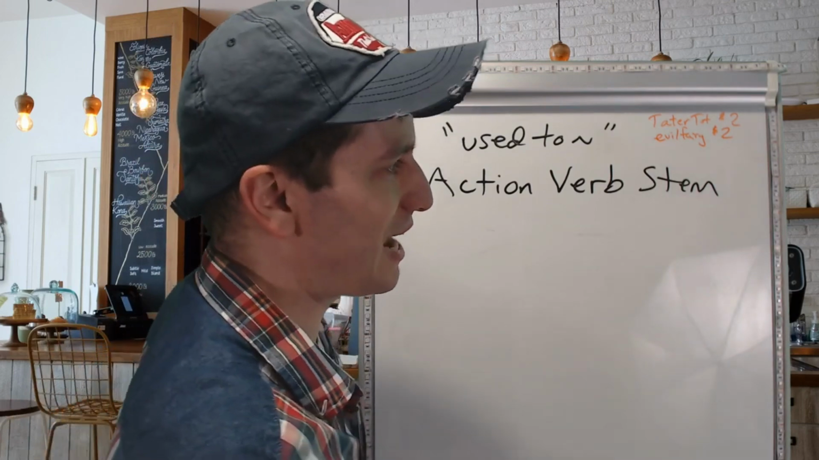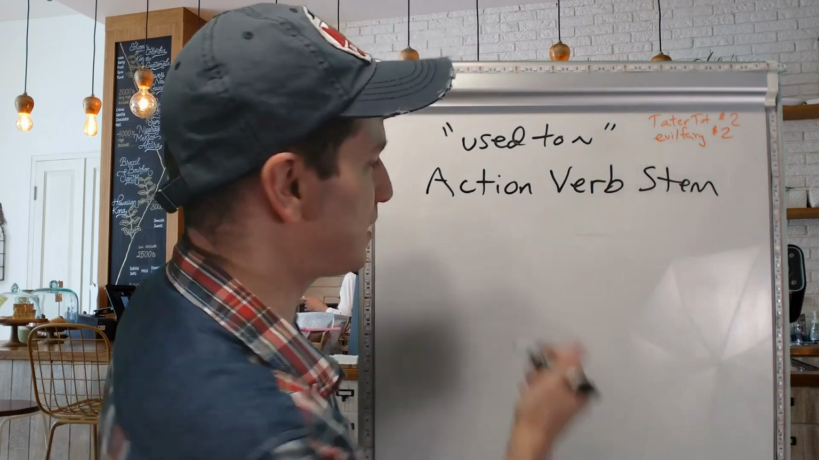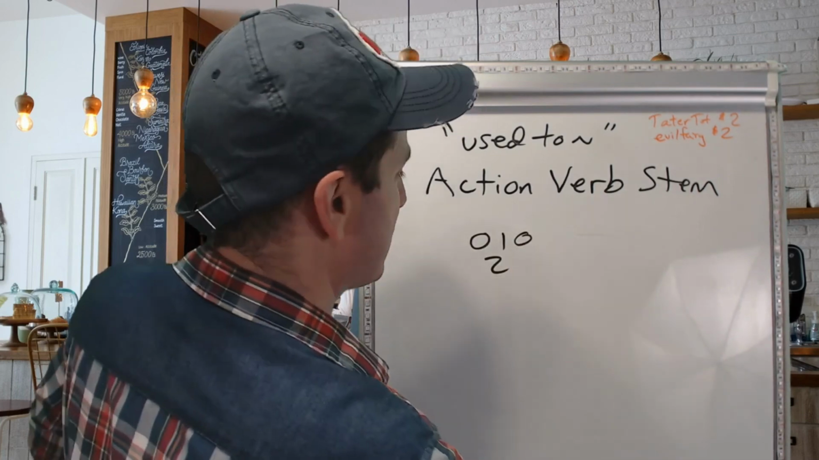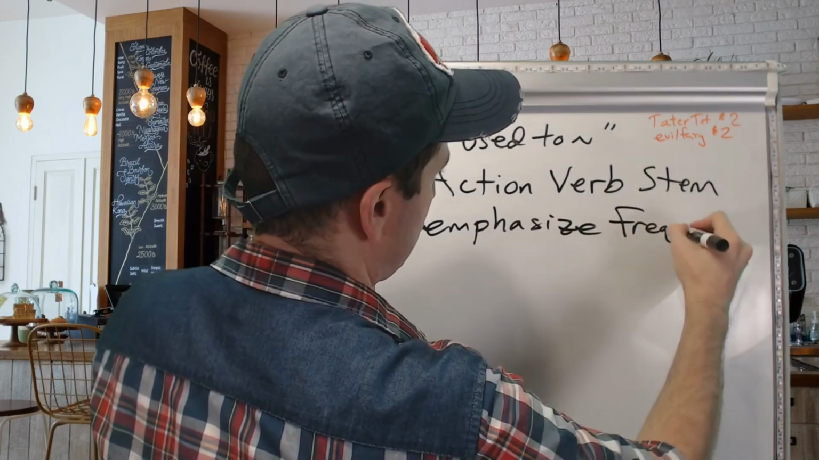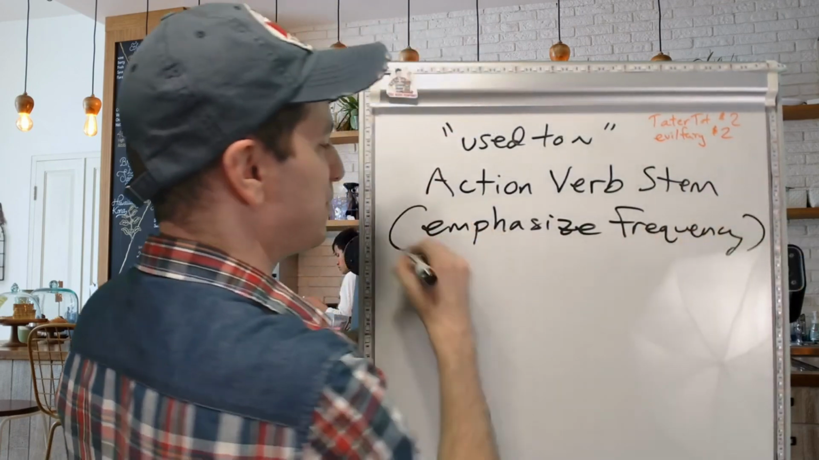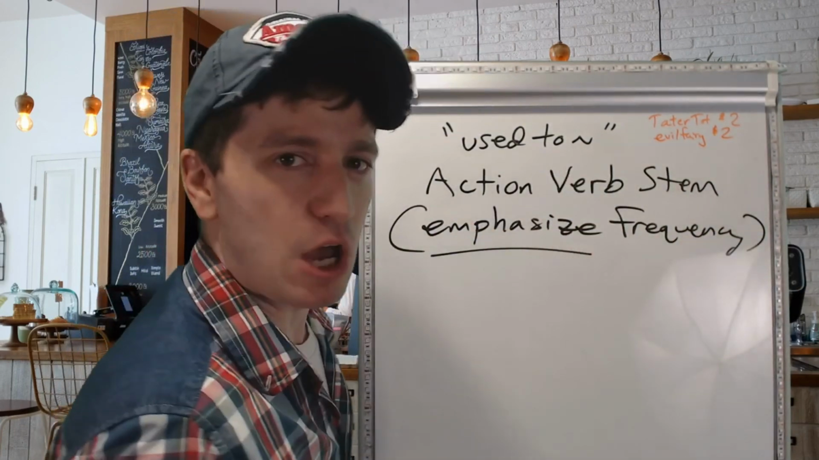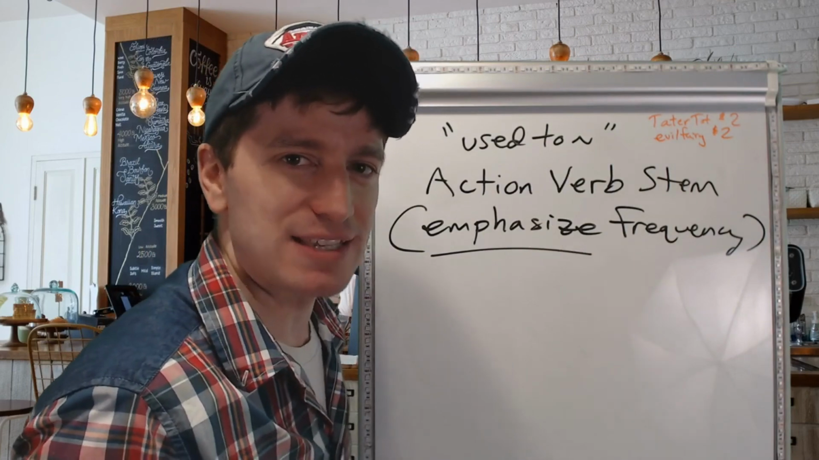So if you did want to say I used to work there, you can just say 그 식당에서 일을, or 일, just by itself, 했었어요. That's it. If you want to emphasize that something happened frequently, use 곤 하다. Otherwise, don't. Just use the regular double past tense.